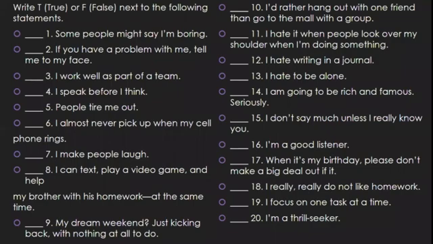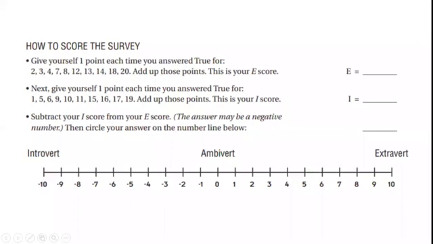Move to the results. How to score your survey. Give yourself 1 point each time you answer true for questions 2, 3, 4, 7, 8, 12, 13, 14, 18, 20. So count. If you have answered true to these questions, give yourself 1 point for each true answer. Counting that, for every time you answer true for questions 1, 5, 6, 9, 10, 11, 15, 16, 17, and 19, give yourself 1 point and add those points.